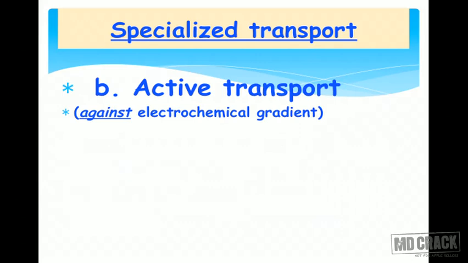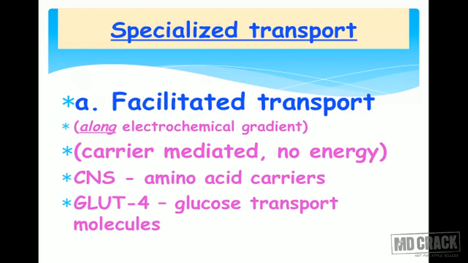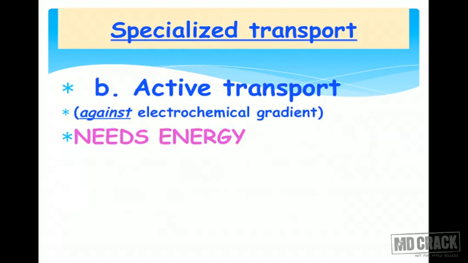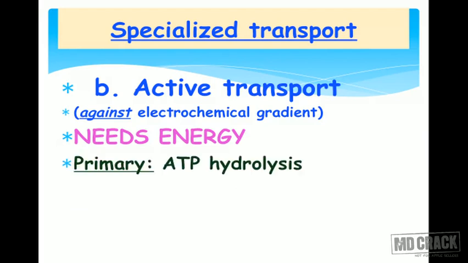The next one is active transport. We are saying active, so it can happen against the electrochemical gradient. Let me take you back to the previous slide. Facilitated transport: no energy, and it's carrier mediated, so it happens along the electrochemical gradient. When it becomes active transport, it needs energy, and it is against the electrochemical gradient.